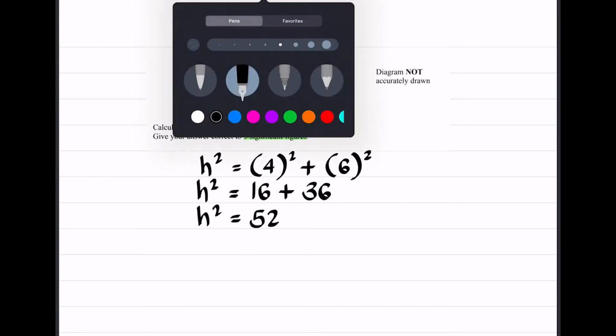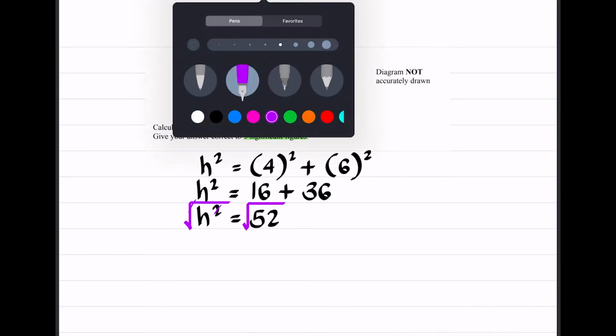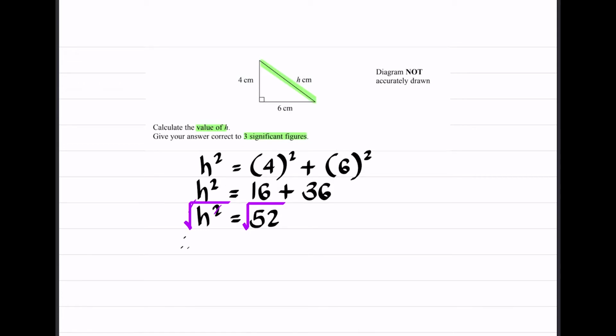But I don't want h squared, I want h by itself. So that means that I need to square root the h squared, so that those cancel. What I do to the one side, however, I need to do to the other side. So therefore, the square root of h squared is h, equal to the square root of 52, which to 3 significant places is 7.211. Carry down your unit. The unit is centimeters.